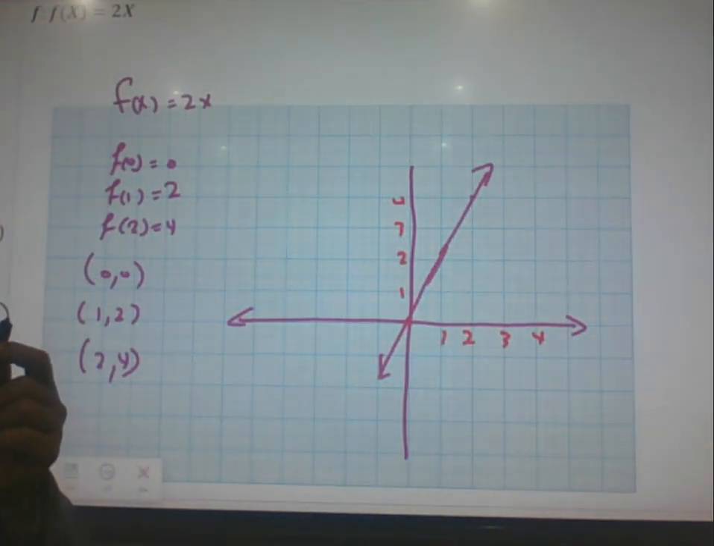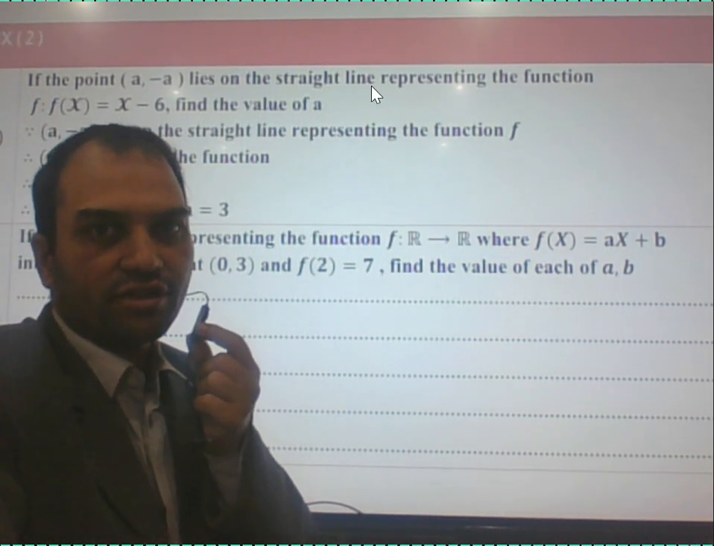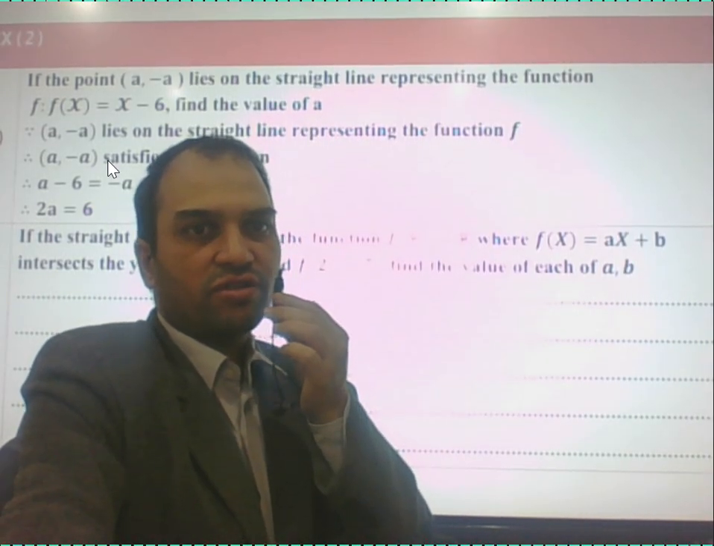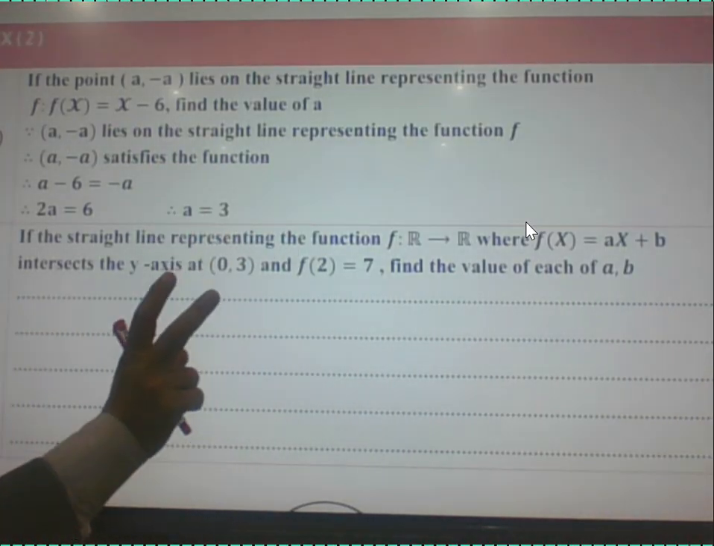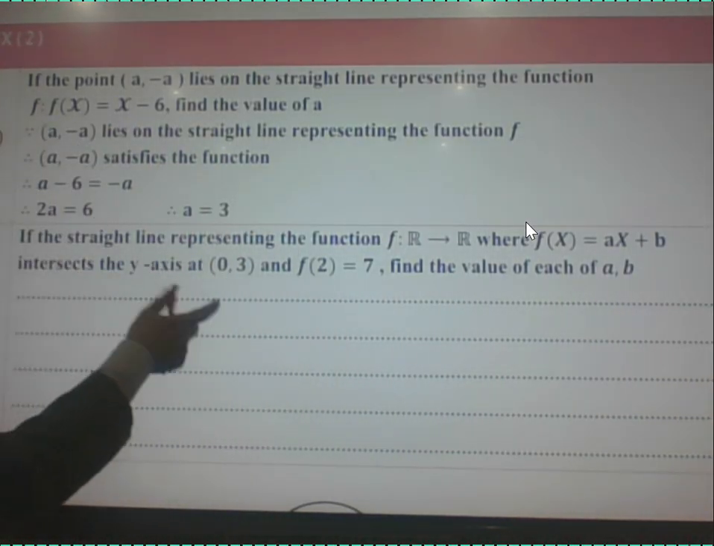Next question. Example number 2: the point (a, negative a) lies on the straight line that represents the function f of x equals x minus 6. Find the value of a. He gives me the solution. Listen to me, I will explain this question and solve the next question after this.